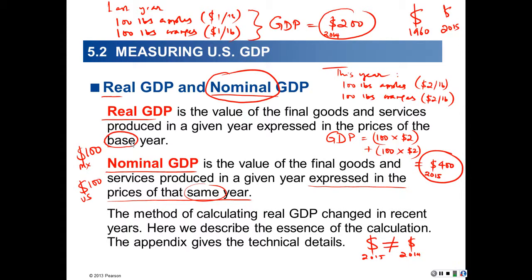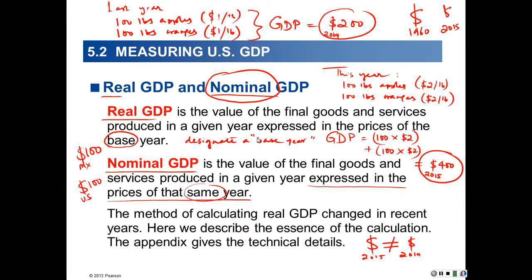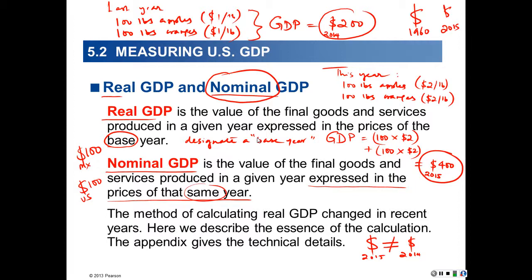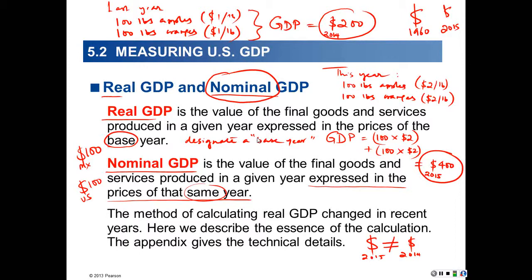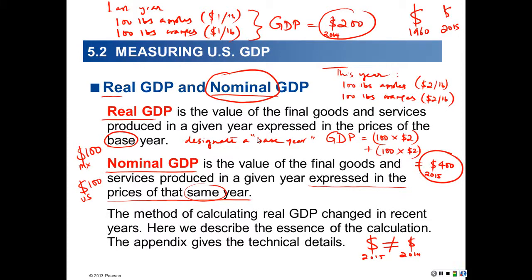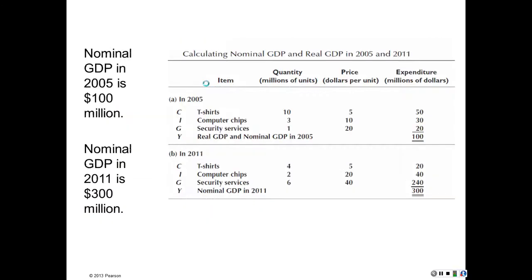In other words, we have to designate a base year. The base year is the year whose prices we are now going to use. We are not going to use the prices of every year. We're going to use the prices of one year. And that year is called the base year. Right? So let's proceed to our next slide and see how this is done.